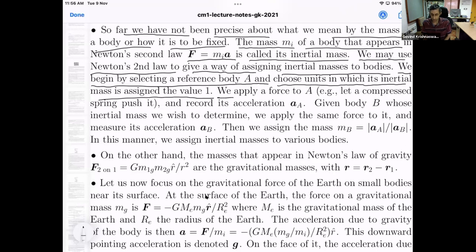All right. Then we will apply a force to A. And by force, I mean, for instance, let a compressed spring expand and push it. So we take some reference spring that we have, keep it somewhere and let it expand and push this body. I'm giving an in-principle procedure. One can, of course, improve upon this and make it more precise. In any case, we apply a force to A, such as the expansion of a spring.